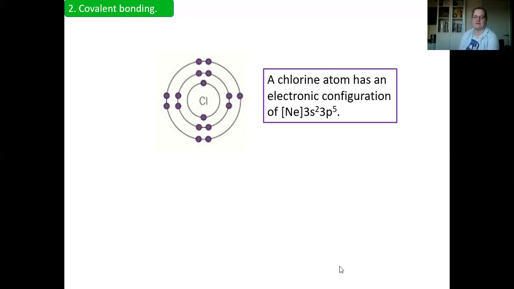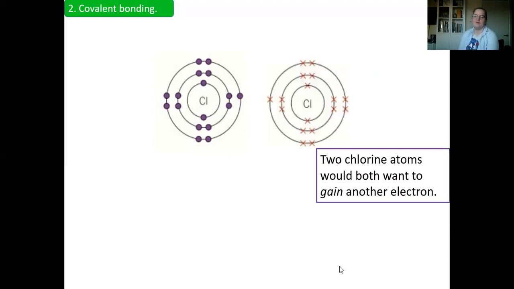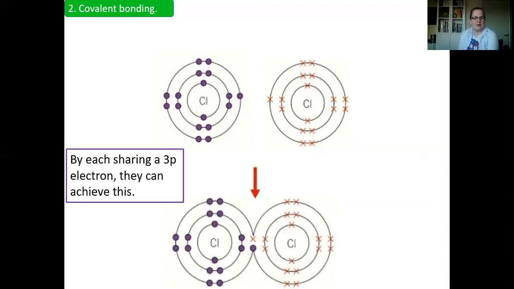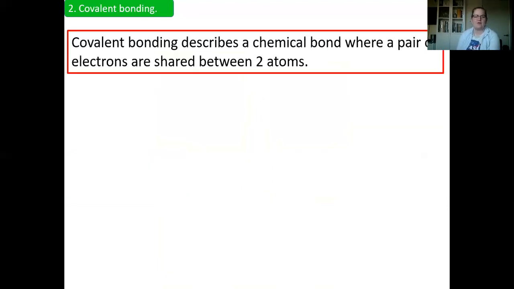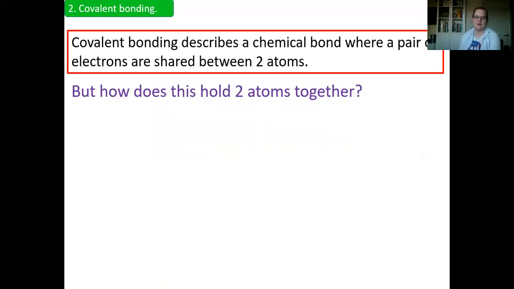So this is our chlorine atom. Two chlorine atoms would both want to gain another electron. So they can't lose an electron to gain an electron. So what they're going to do is they're going to share a pair of their electrons. So by each sharing a 3p electron, they can achieve this. And what they achieve is they both achieve having a full outer electron shell. So covalent bonding describes a chemical bond where a pair of electrons are shared between two atoms.